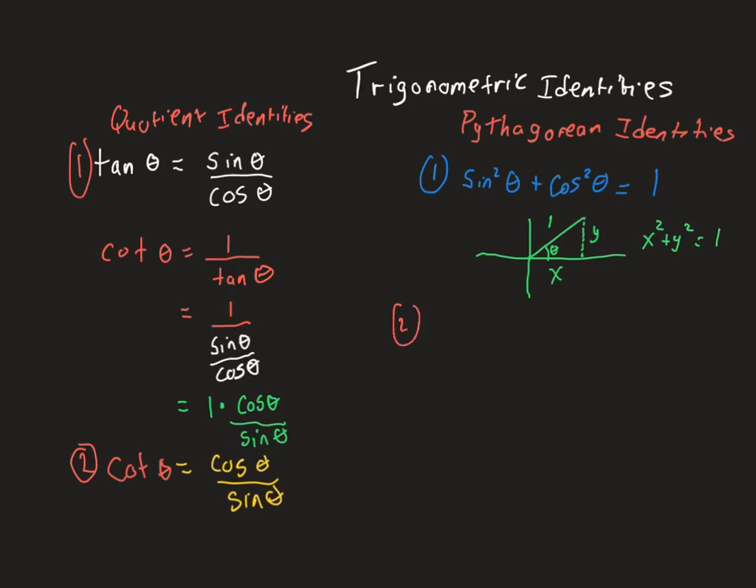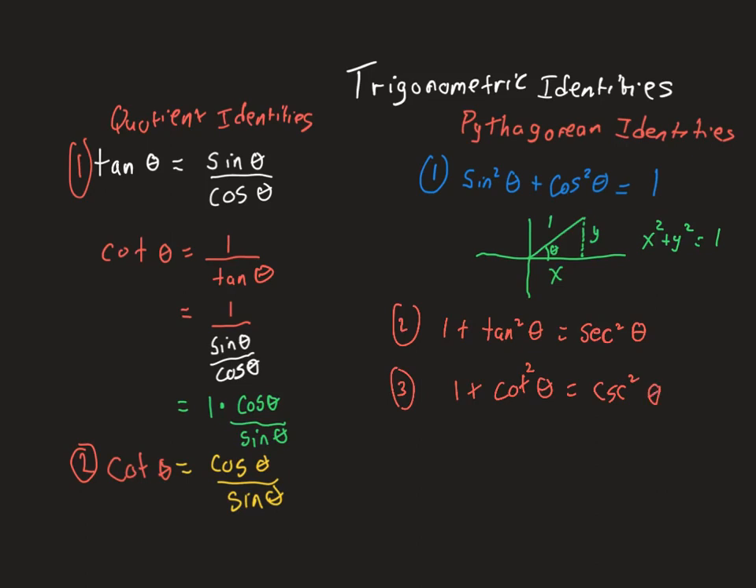Alright, second one. 1 plus tan squared theta is equal to secant squared theta. Okay, once again, you don't really have to know where these come from right now. These are just always true. And 3, 1 plus cotangent squared theta is equal to cosecant squared theta.